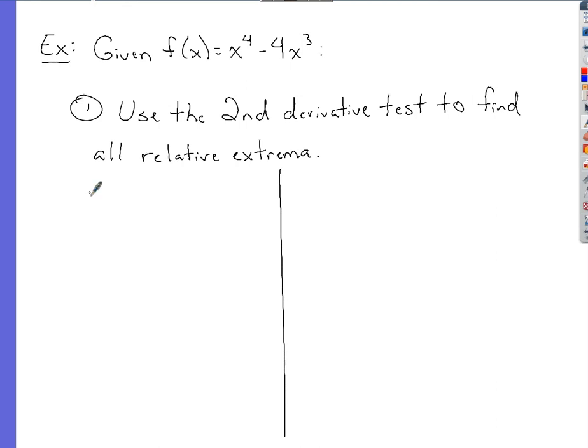So over here, if I find f prime of x, pretty straightforward to take, we know that's going to equal 4x cubed minus 12x squared. And since the second derivative will also be important over here, let's take the second derivative. Taking the derivative of the first, we've got 12x squared minus 24x.